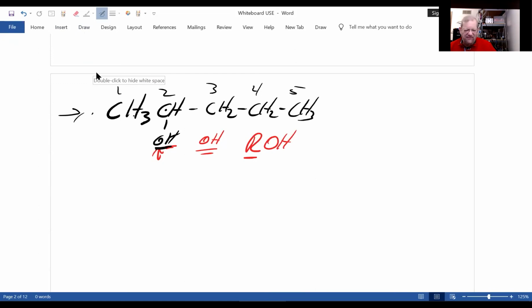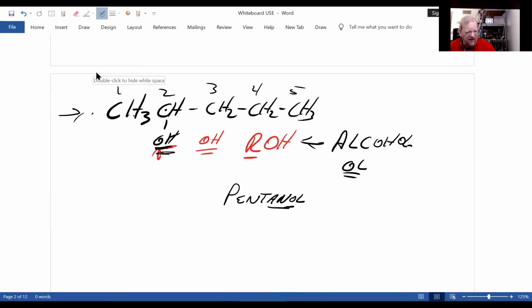Anyways, 5 carbons. We know that's pentane for an alkane. I'm going to drop the E at the end of ANE. And since it's an alcohol, I'll use the OL ending. So I'll name it pentanol.